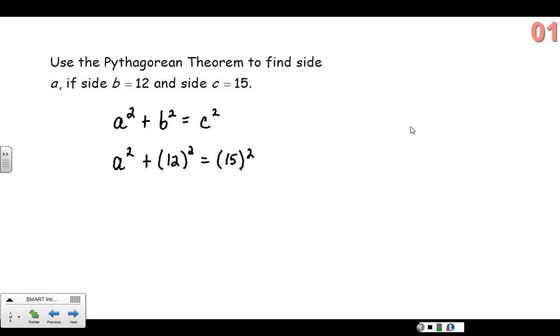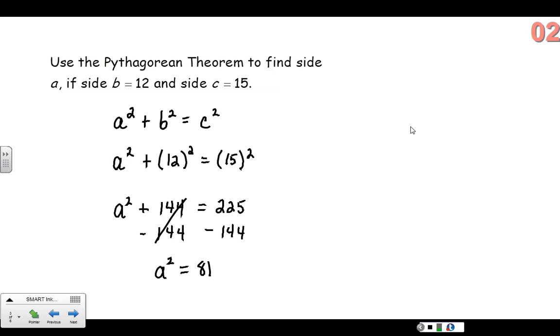To work this problem out, we're going to work out the arithmetic here. So you have A squared plus 12 squared, which is 144, equal to 15 squared, which is 225. I'm going to solve this quadratic equation by subtracting the 144 from both sides. It's quadratic because you have a squared term. So A squared equals 225 minus 144, which comes out to be 81.